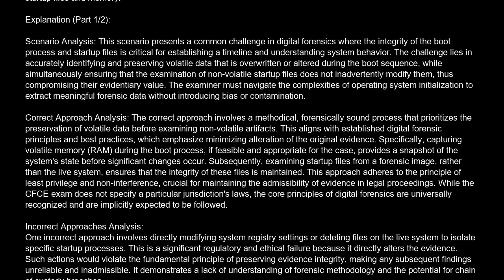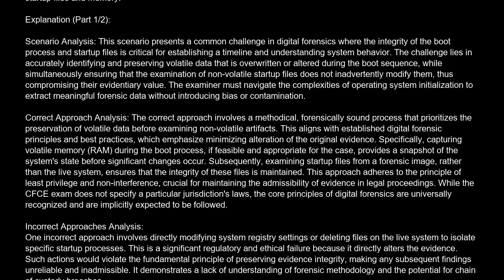Correct approach analysis. The correct approach involves a methodical, forensically sound process that prioritizes the preservation of volatile data before examining non-volatile artifacts. This aligns with established digital forensic principles and best practices, which emphasize minimizing alteration of the original evidence. Specifically, capturing volatile memory, RAM, during the boot process, if feasible and appropriate for the case, provides a snapshot of the system state before significant changes occur.